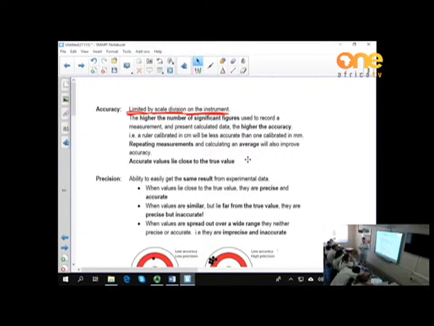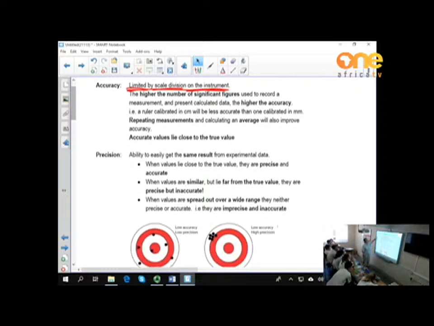So, if I want to measure the diameter of a pipe for precision engineering, if I need to make a fitting for it, I will use a specialized tool, not just a ruler. We get specialized tools that have a finer scale division to make it more accurate, and we will have a look at them in a while. A ruler calibrated in centimeters will be less accurate than one calibrated in millimeters. I mean, that's logical, isn't it?